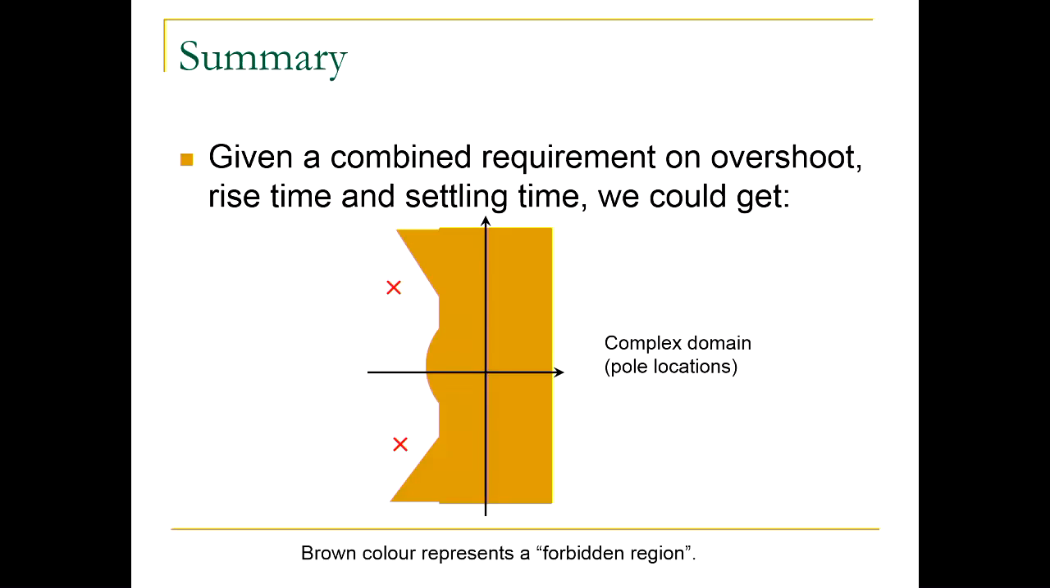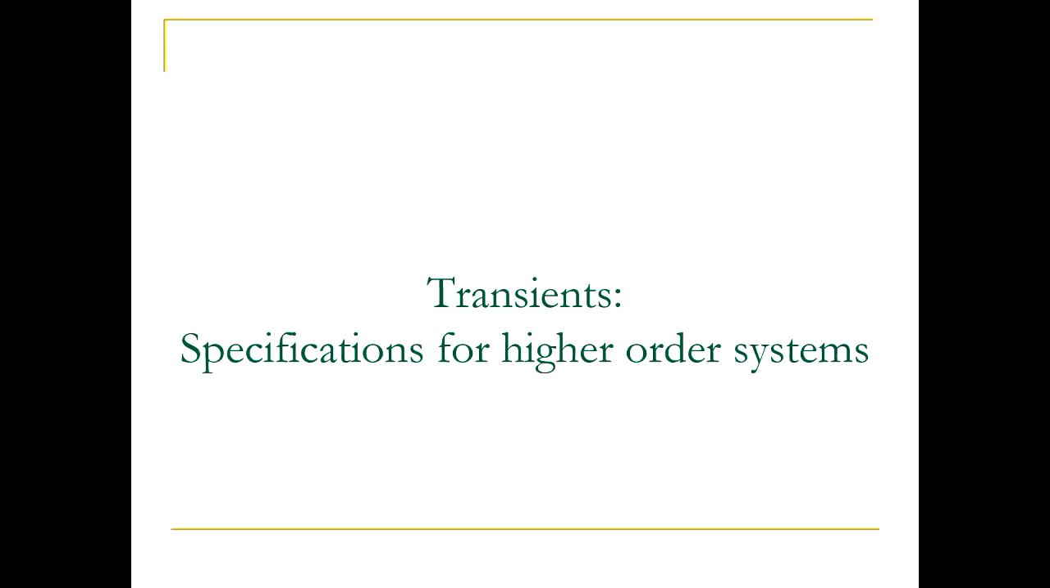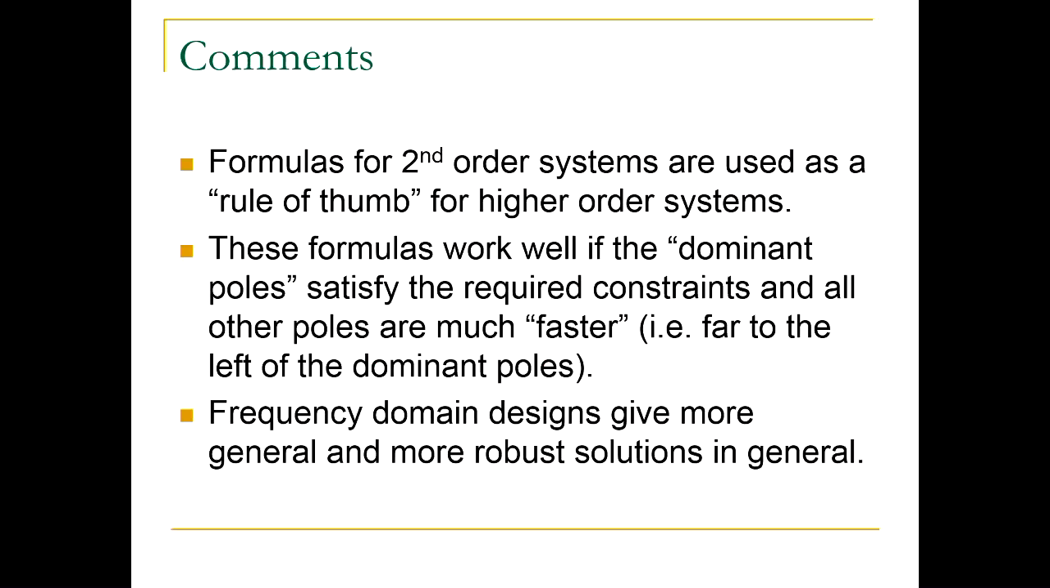We will learn how to move the poles of the transfer function by designing controllers later. This is just translating the specs. This is telling you what you need to achieve in the complex domain. So, as I said, in the second-order systems case you have exact formulas, but for higher-order systems we will use these formulas as rules of thumb. And in particular, these formulas can give you good results if you do the following. You use so-called dominant poles.